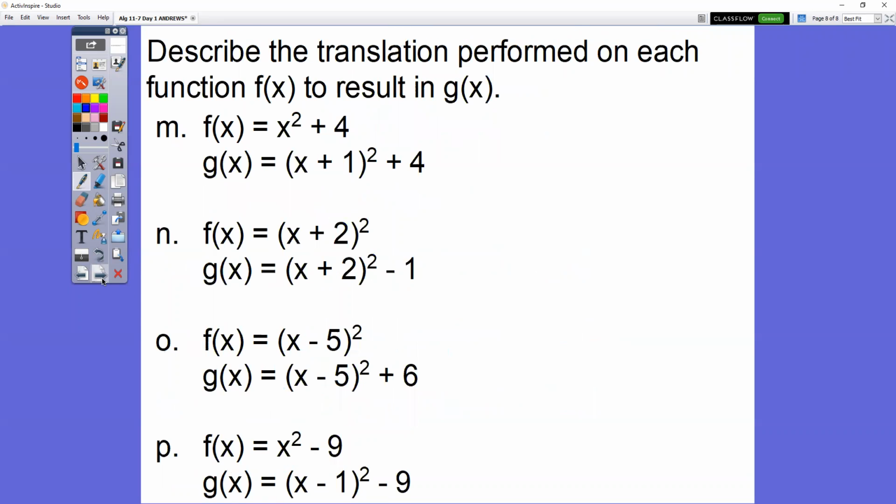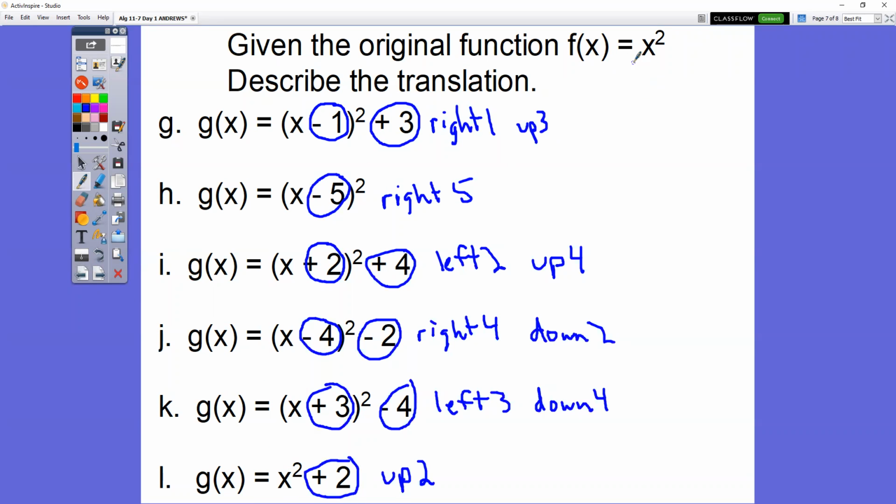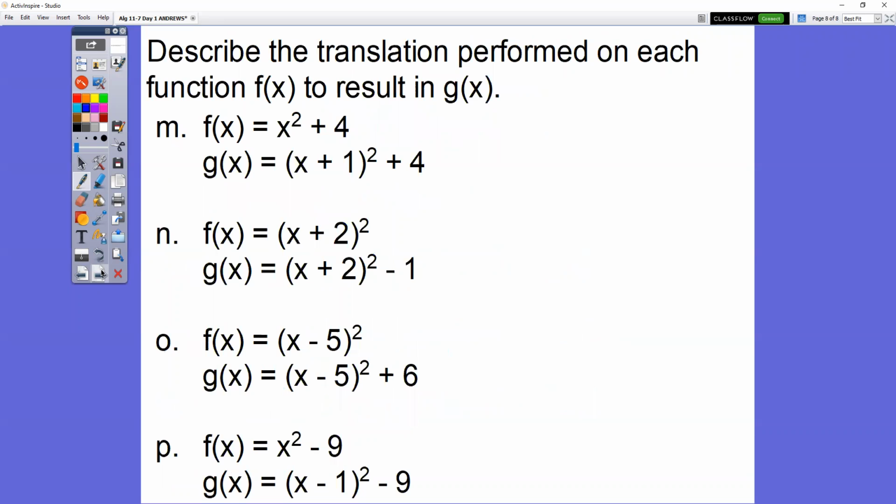Now, it does get a little bit more challenging. Those questions and the previous questions were when the original equation was just x squared. Well, what happens if it isn't just x squared? So in these ones, your original equation is this time for m. Your original one isn't just x squared, it's x squared plus 4. Well, what's the difference between the f of x and the g of x? How do you get from here to here?